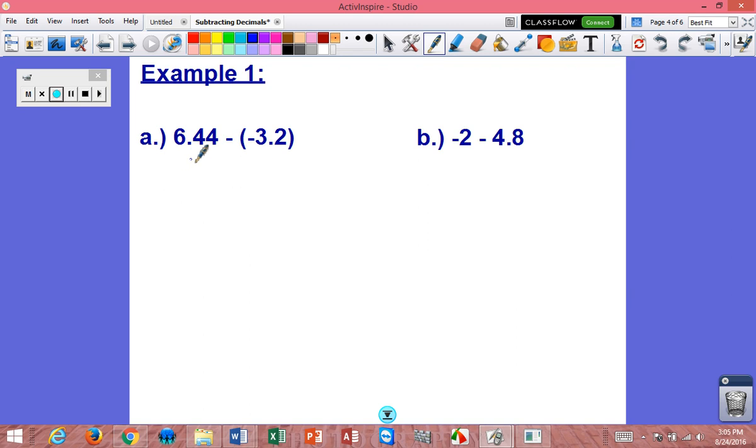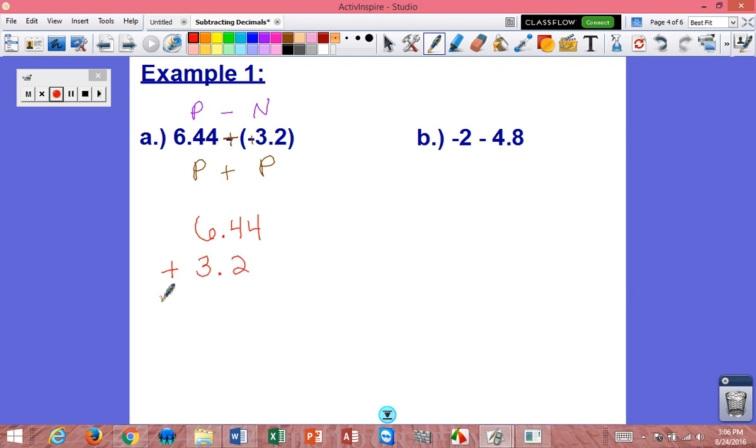Here we have 6.44 minus a negative 3.2. So I have a positive minus a negative. So what I want to do is add the opposite. That means I want to have a positive plus a positive instead. So I'm going to make sure that I change that here. I want to make that addition, and I want to make this negative number positive. So now I simply have a positive 6.44 plus a positive 3.2.